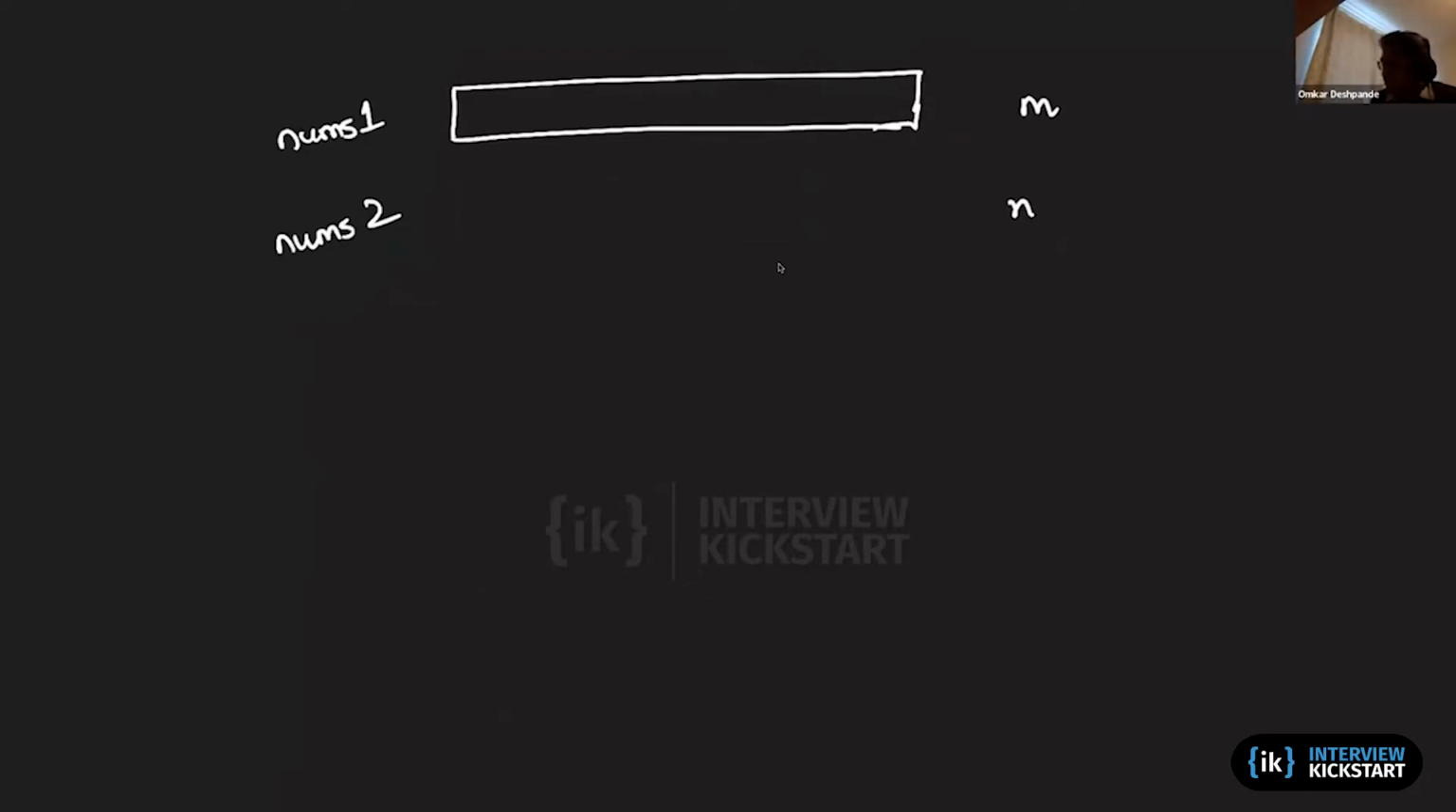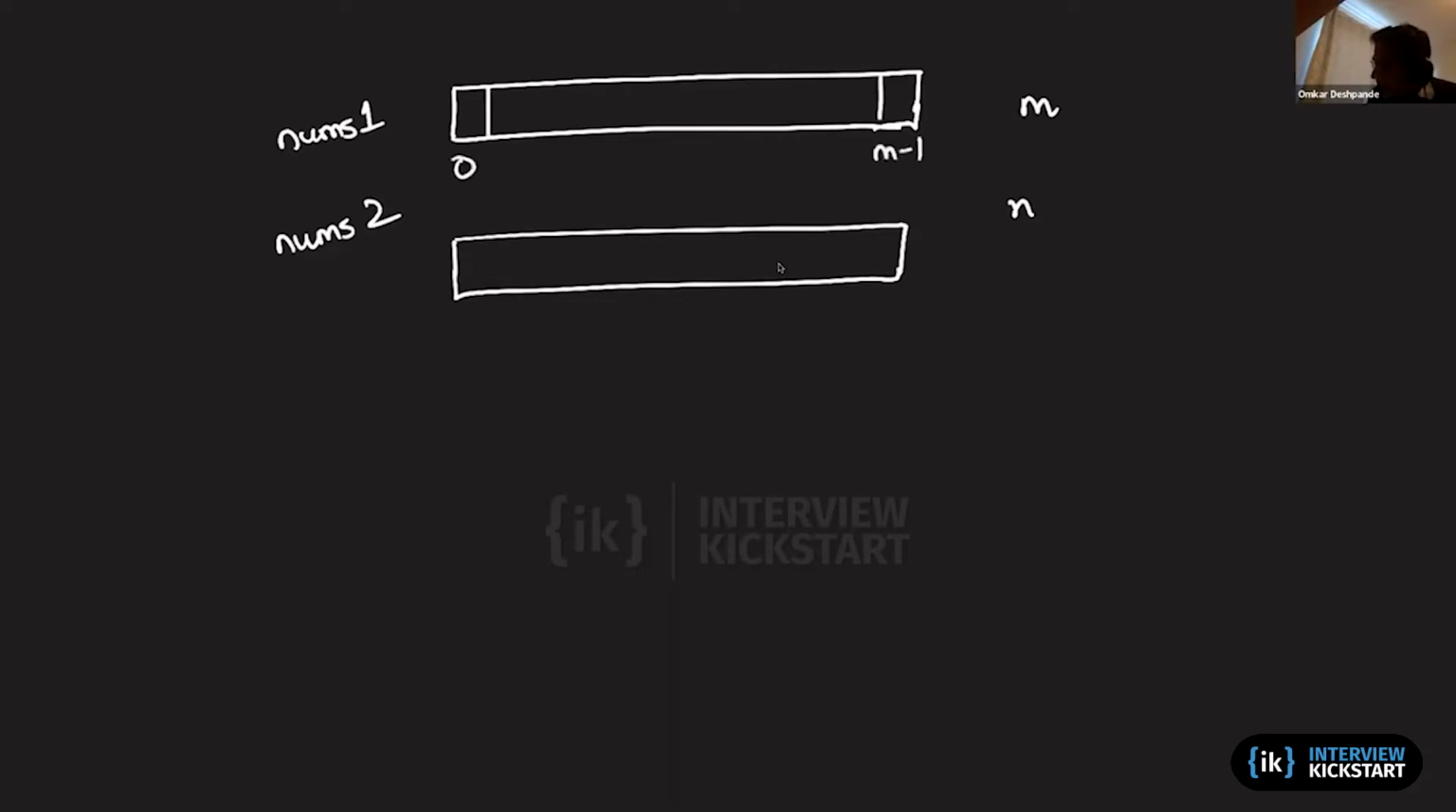So assume that the 2 arrays could be of any relative size, right? I assume that we are doing binary search on the smaller array, but it's not necessary. Even if m was bigger than n or if m was less than n, our code should be able to work. So we're going to do binary search on the first array. So the first array will have indices starting from 0 ending at m minus 1. The second array will have indices starting from 0 ending at n minus 1.